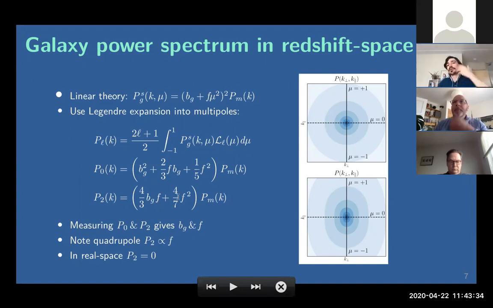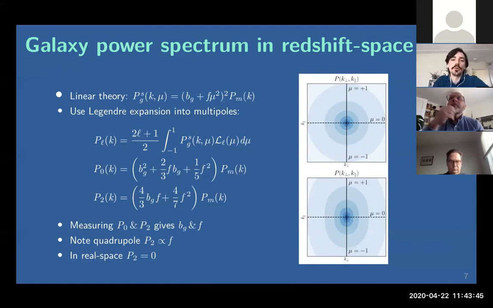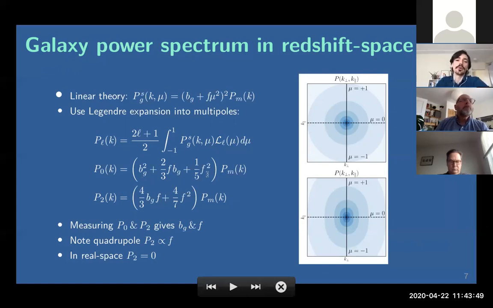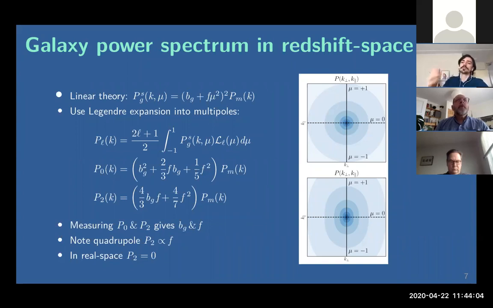And I will be talking a lot about monopoles and quadrupoles. So we usually work at the level of, for example, the monopole, which is just what you get when you average out over all the mu's. So the monopole depends mostly on the bias, but also on the amplitude of the anisotropy F. However, the quadrupole is directly proportional to the growth rate. So if you don't have any anisotropy, the quadrupole is 0. So in real space, for example, the quadrupole is 0.